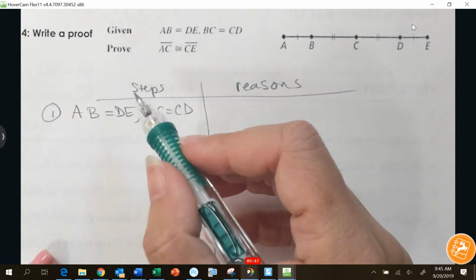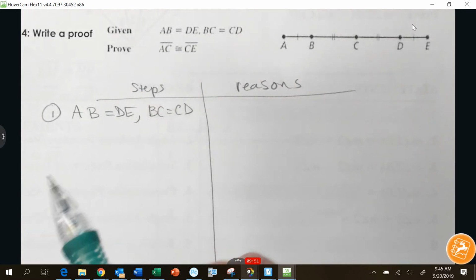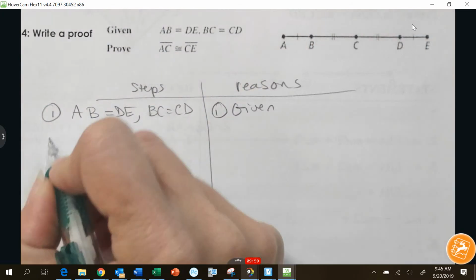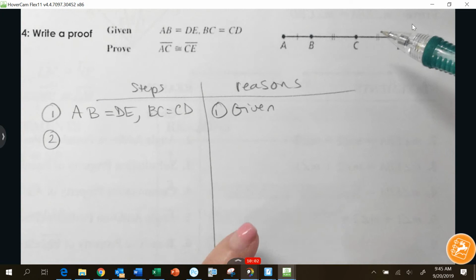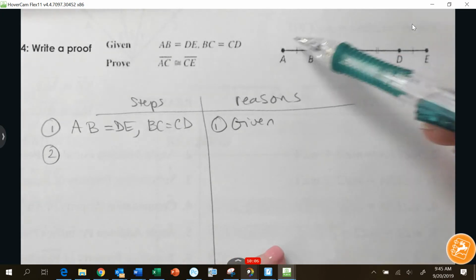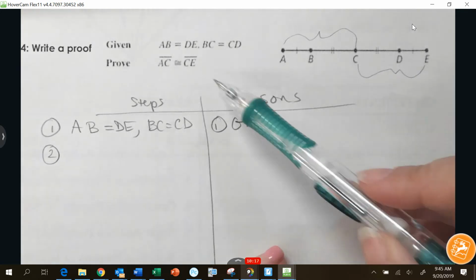It's just going to be the same thing except using the words like first column is our steps, second column is our reasons. Okay, so we're going to write down our given. And we're going to look at what we have to prove. And you guys, this one I'm going to ask for some group participation. We're trying to prove that segment AC is congruent to segment DE. This is not given to us. That's what we're trying to prove.